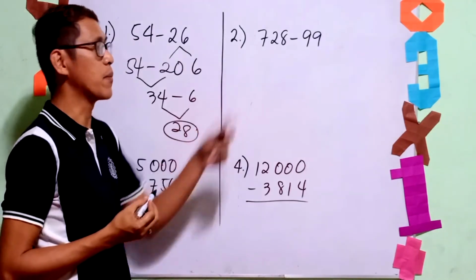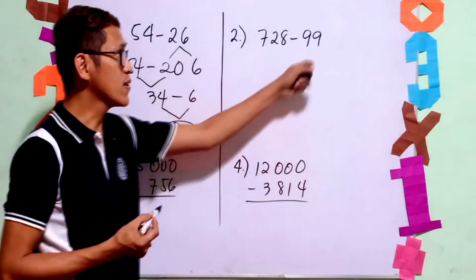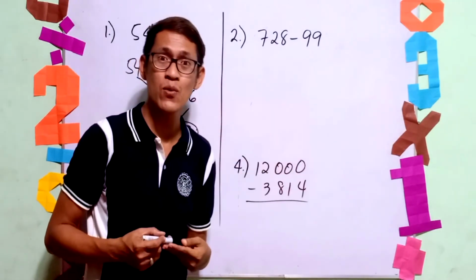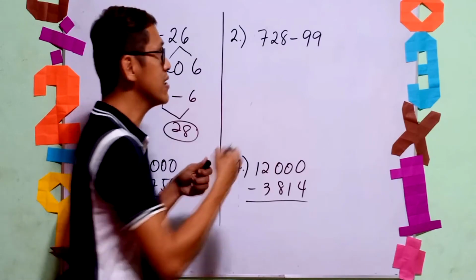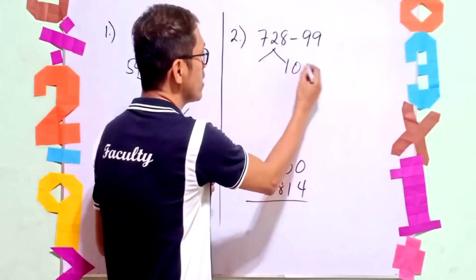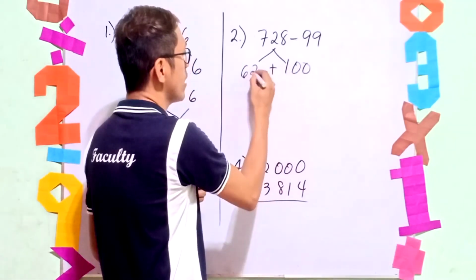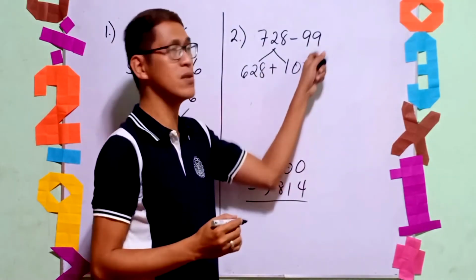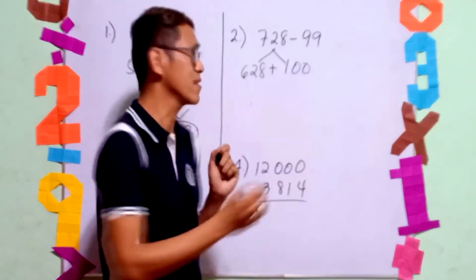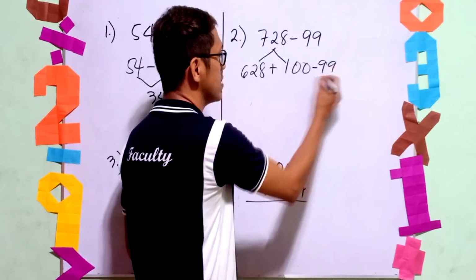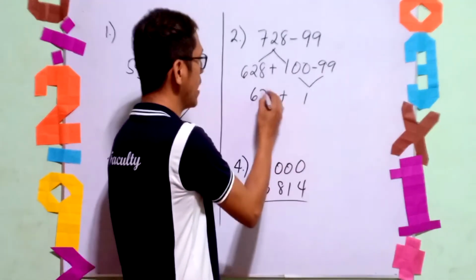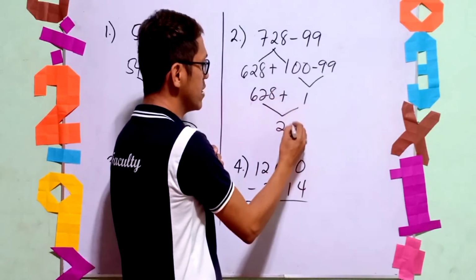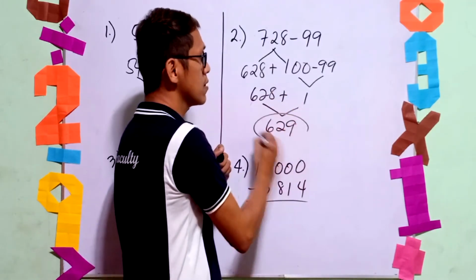What about number 2? Look at this. This is 99, closer to 100. So what will you do? Yes, borrow 100 here. So split this into 100 and 628 because these two can be subtracted easily. So let's subtract 100 minus 99. That will give you 1. So plus 628. So our final answer is 629.